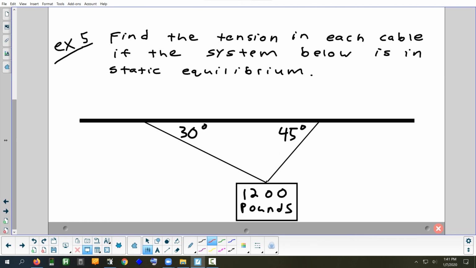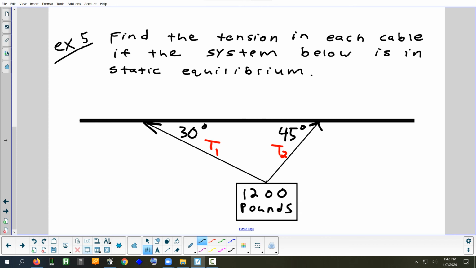So each of these cables is pulling in two directions. Let's call this T1 for the tension in cable 1 and T2 for the tension in cable 2. Cable 1 is pulling up and it's pulling left. It's kind of like throwing the object when we threw something. It's two directions, up and left. How about cable 2? What directions is that pulling? Up and right.